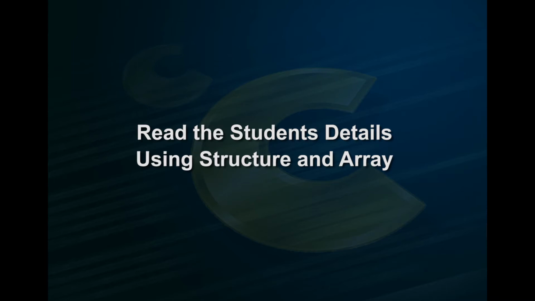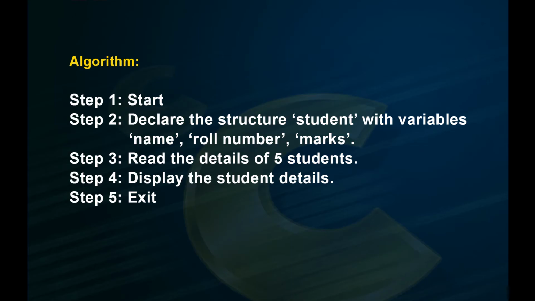Read the students' details using structure and array. We shall start with writing the algorithm for this problem. Step 1, start. Step 2, declare the structure student with variables name, roll number, marks. Step 3, read the details of 5 students. Step 4, display the student details. Step 5, exit. The program of this algorithm is as follows.